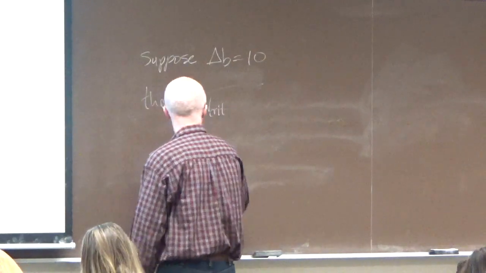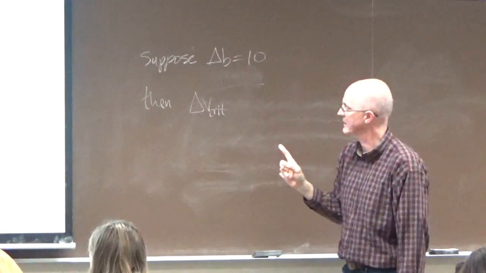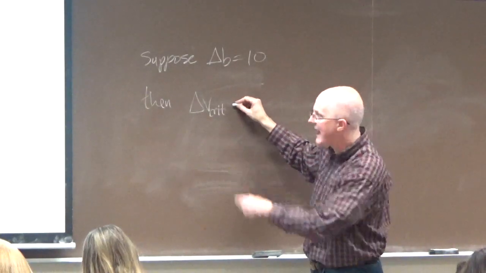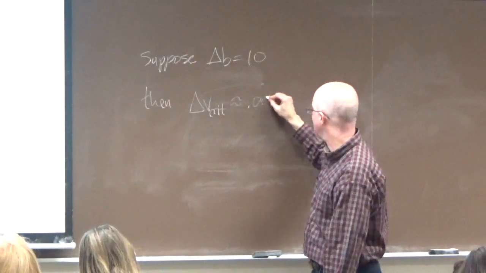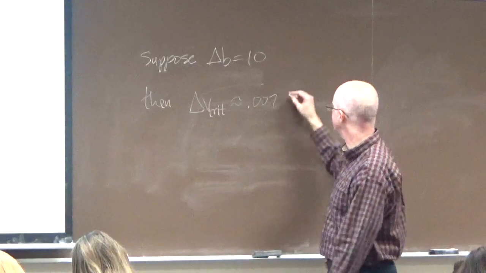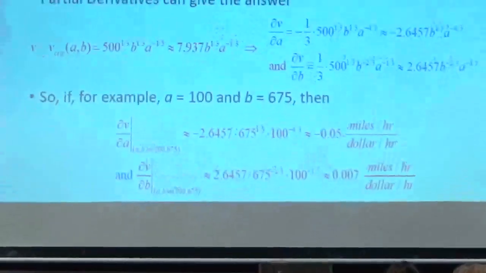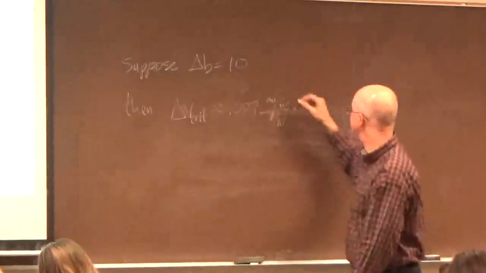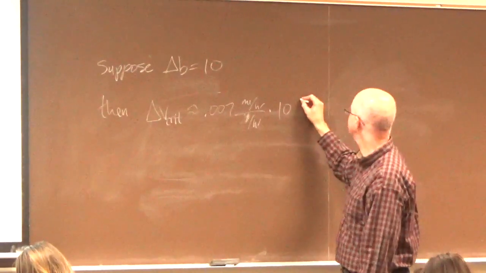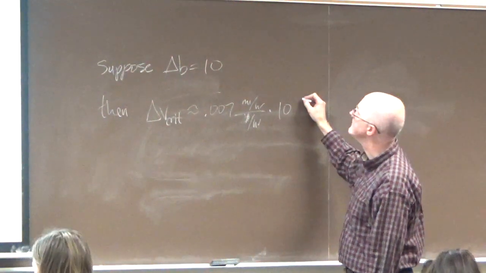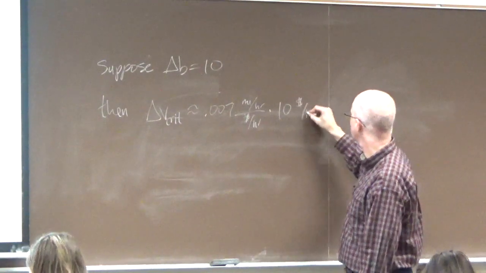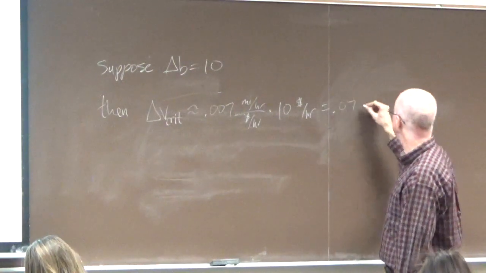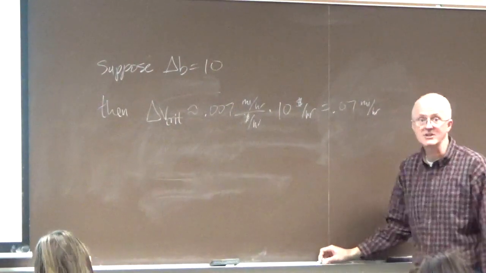What is the change, not in the minimum speed, but the speed to go to minimize the cost, is what I'm trying to say. What's the change in the critical point? Use that approximation on the screen. It's about 0.007, looking at the bottom of the screen, miles per hour per dollar per hour times the change in B. 10, that was in dollars per hour. And that's going to give you 0.07 miles per hour. Not very big change, but it is a change.